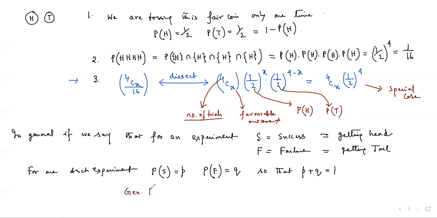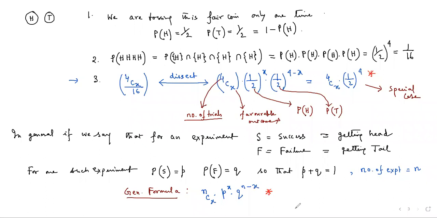So let's see what the general formula is. The general formula comes in the following manner. If we consider the number of experiments to be small n, then the general formula will be nCx p to the power x q to the power n minus x. Try to correlate this formula with the given formula.